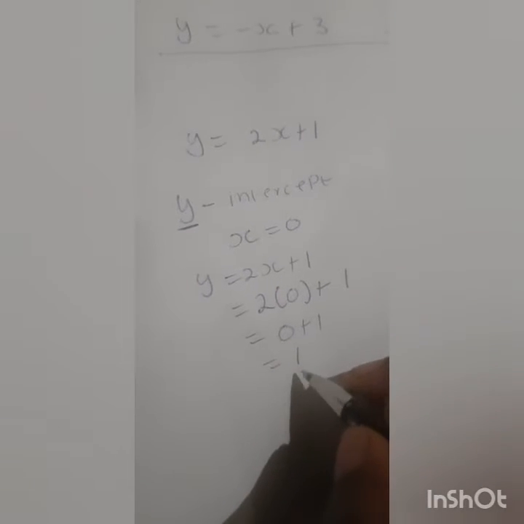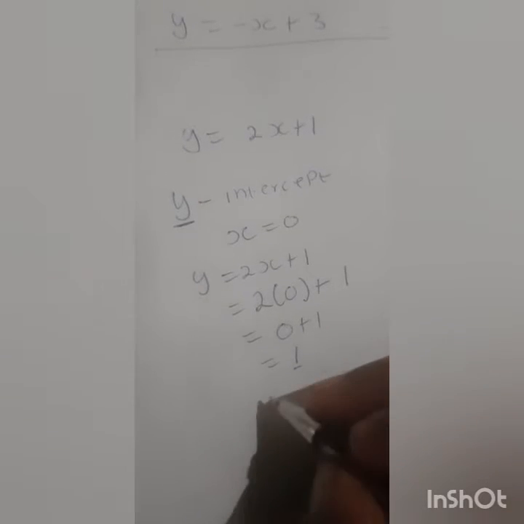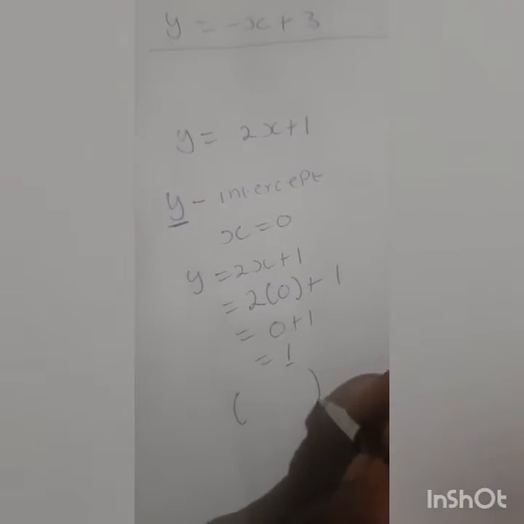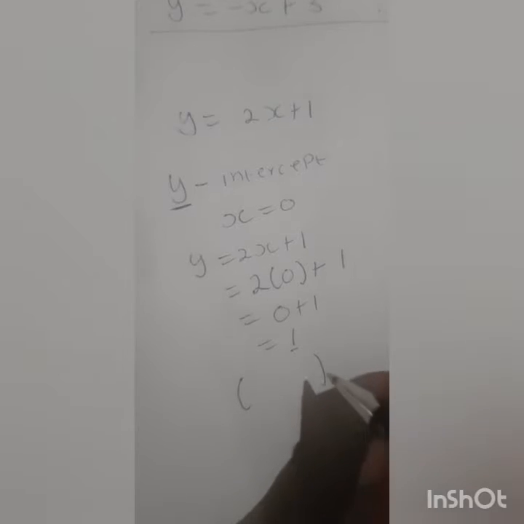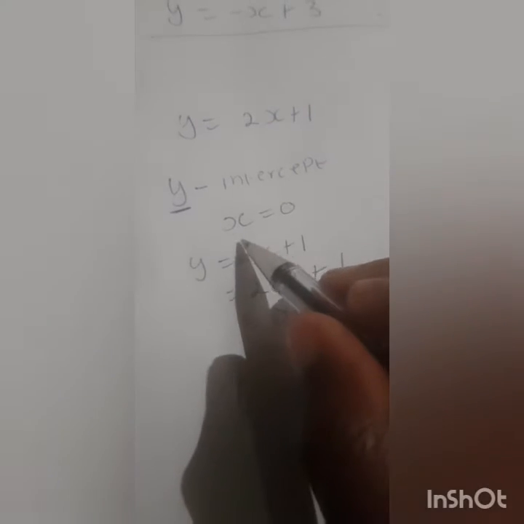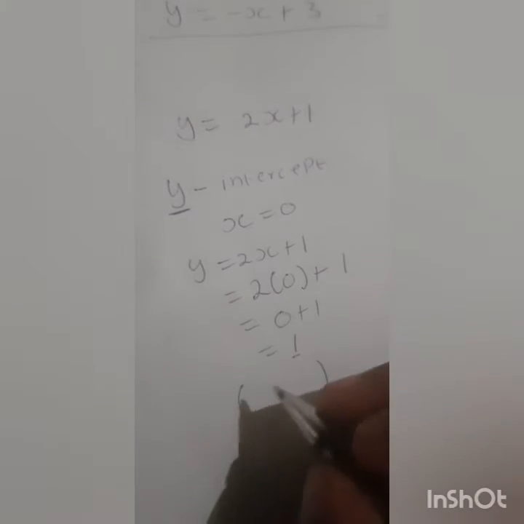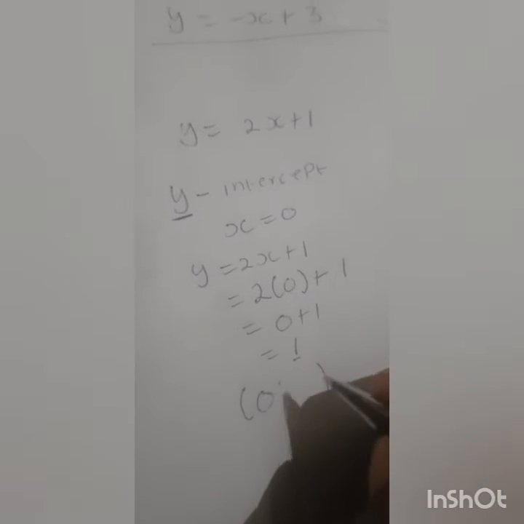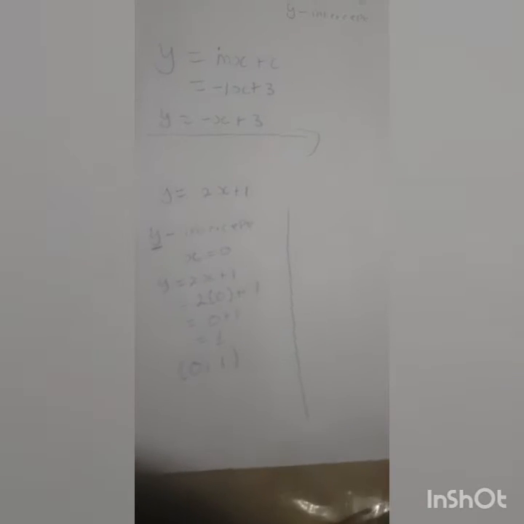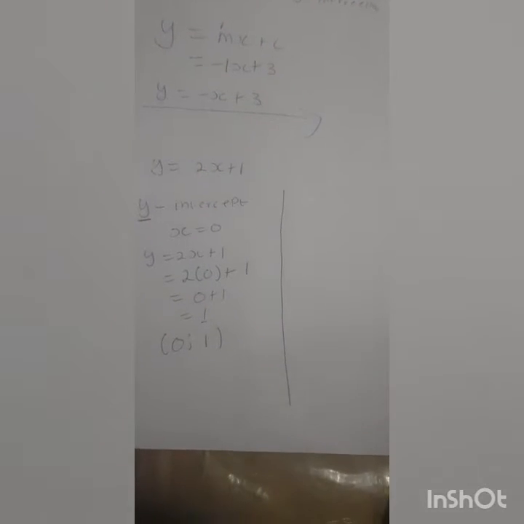All right, immediately when you find the value of 1, guys, you have to write your coordinates. Remember, you cannot draw a graph without coordinates. My coordinates will always be a value of x and y. So it's going to be 0 and 1. And now that I'm done with my y-intercept, then I must go and do my x-intercept. I don't know why my phone is being blurry now. All right, I'm going to do my x-intercept.